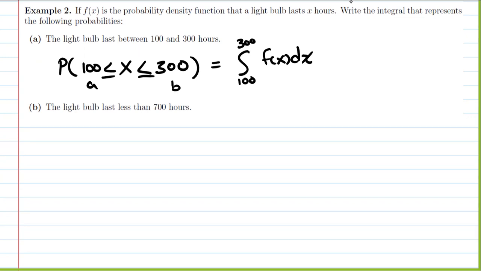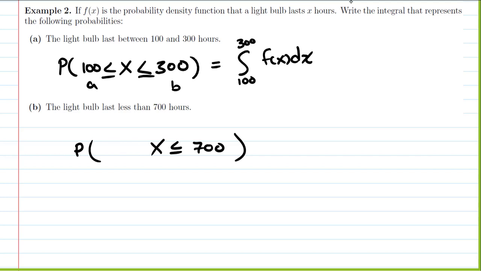All right. Part B asks, well, what would be the probability that the light bulb lasts less than 700 hours? Well, since time can't be negative, what would our lower limit of integration have to be? 0, right? 0 is less than or equal to x, and we want this less than or equal to 700. So we would want the probability that this is less than 700.